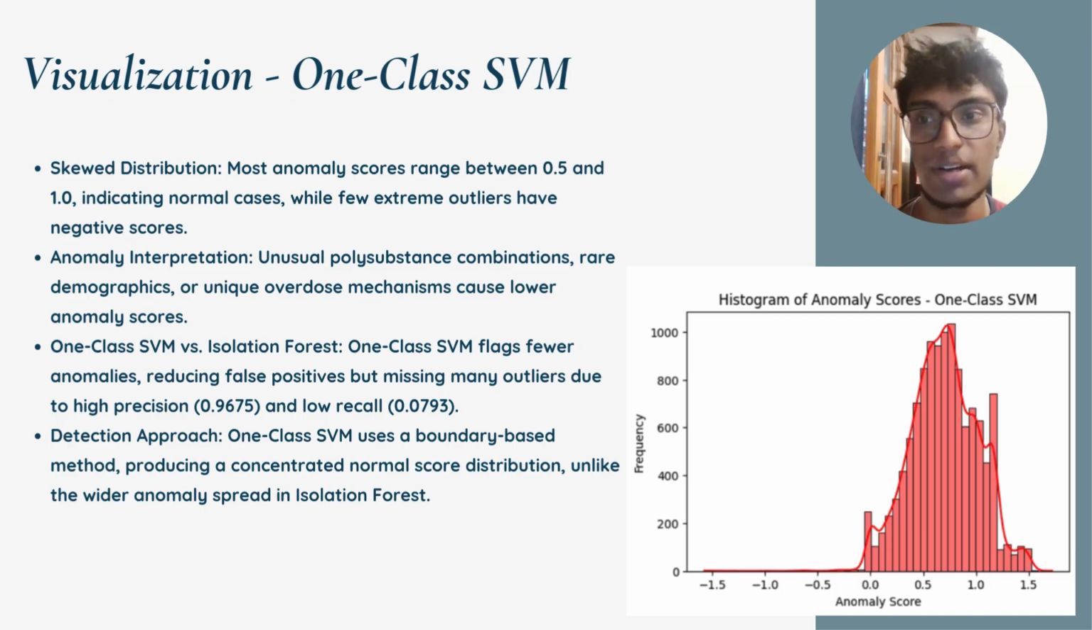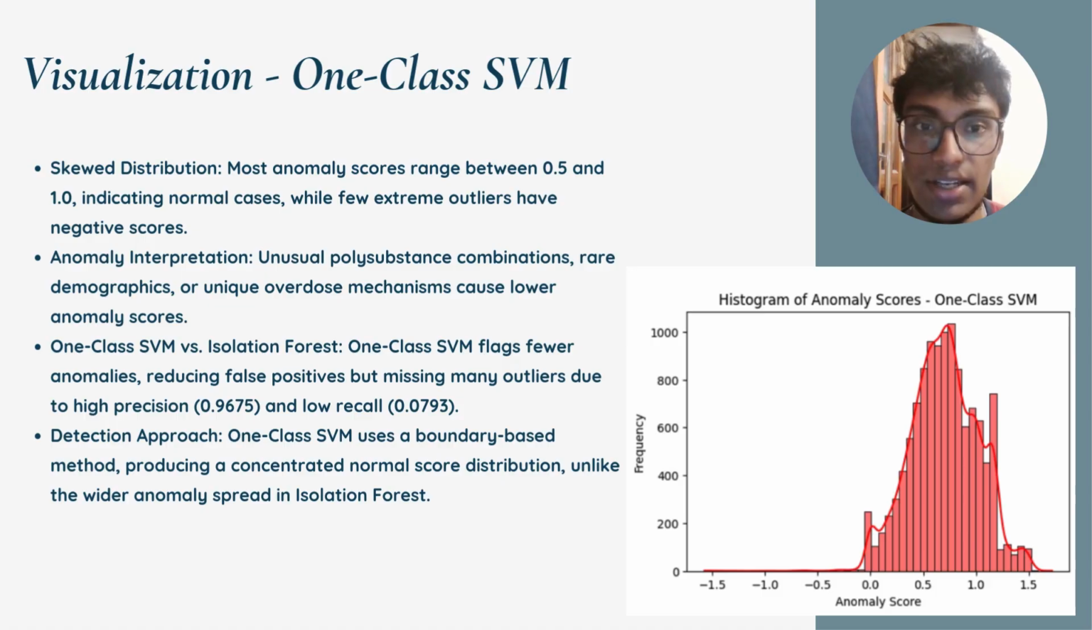Here we have the histogram of the one class SVM. So to begin with, the distribution and skewness analysis. The histogram is right skewed with mostly anomaly scores between 0.5 and 1.0, indicating normal cases. Few cases have negative scores, suggesting extreme outliers classified as rare by the model. A sharp drop off beyond 1.5 anomaly scores shows that true extreme cases are rare.